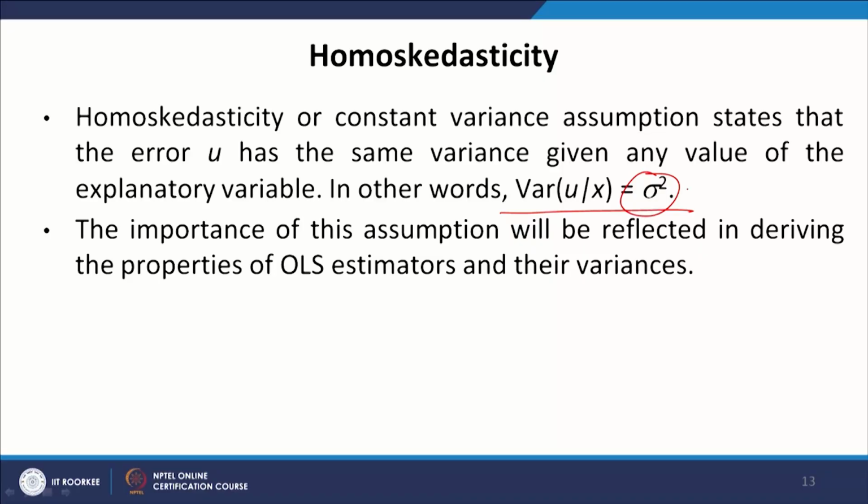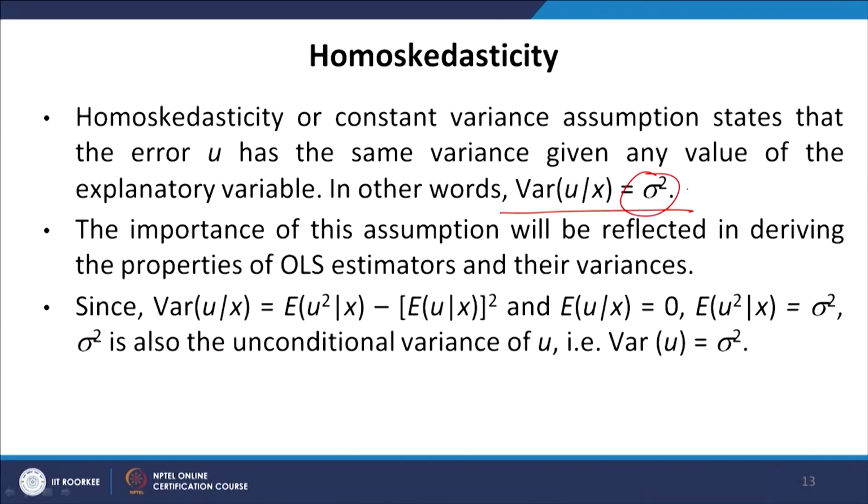The importance of this assumption will be reflected in deriving the properties of OLS estimators and their variances. Since variance of u given x is equal to expected value of u square given x minus expected value of u given x whole square, and expected value of u given x is equal to 0, as you can see, then expected value of u square given x is equal to sigma square. Sigma square is also the unconditional variance of u.